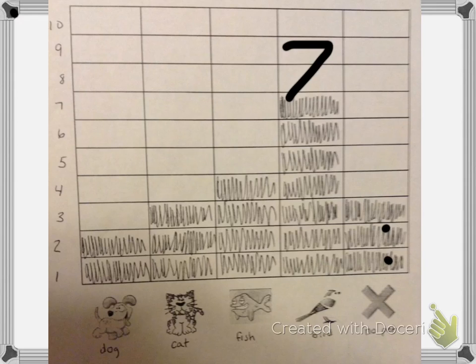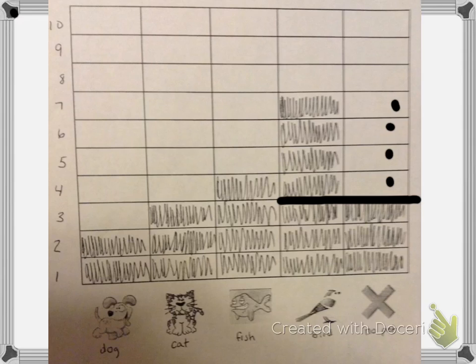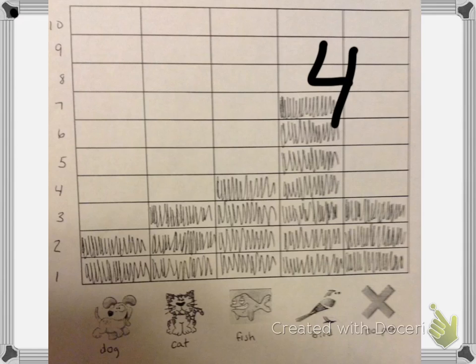Let's see how many more birds there were. Look how many boxes the birds have that the no pets don't have. 1, 2, 3, 4 more boxes. Do you see that? The birds have 1, 2, 3, 4 more boxes than no pets. So the correct answer for this chart would be there are 4 more birds than no pets.